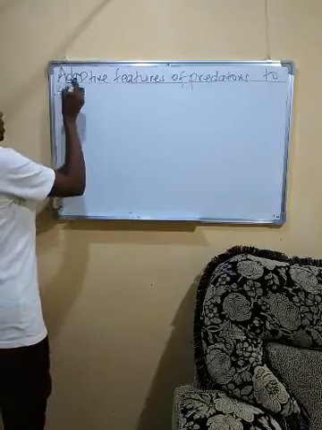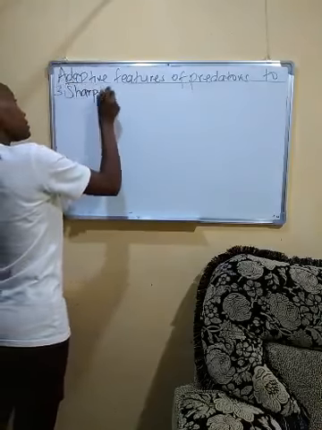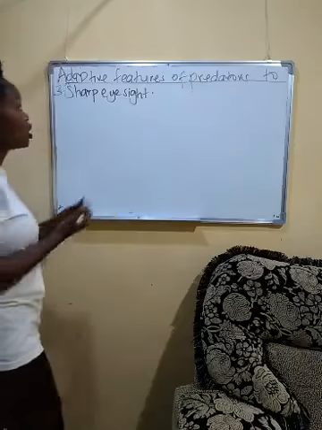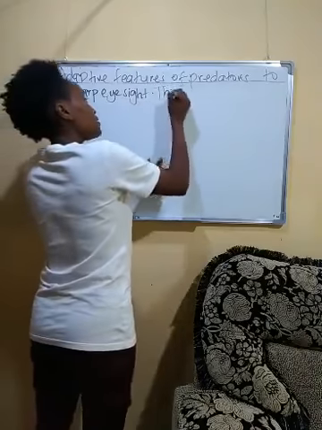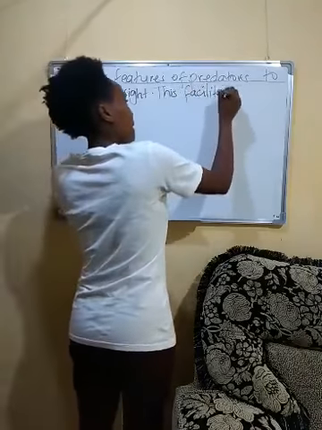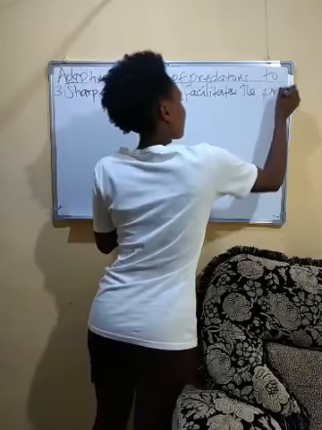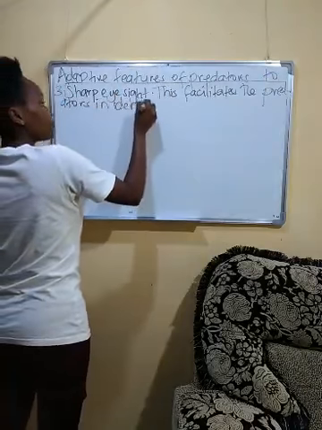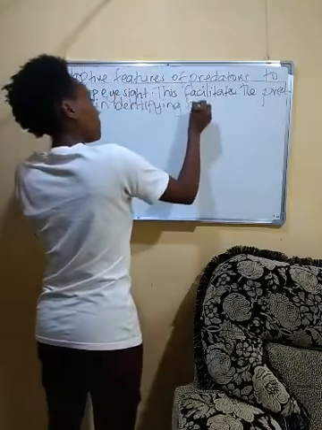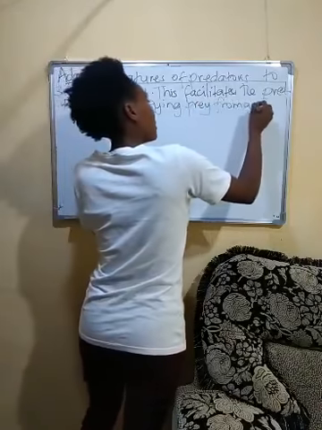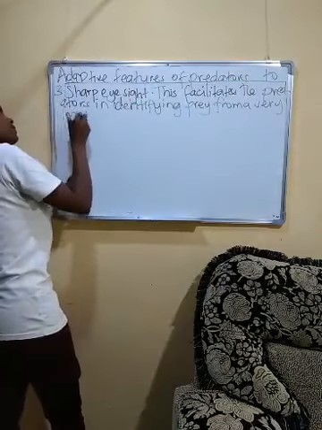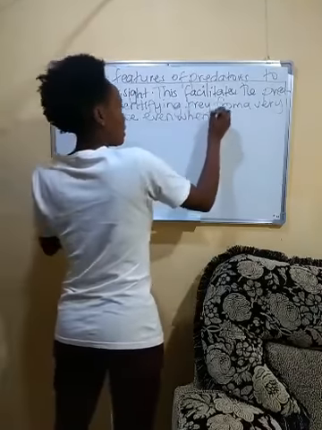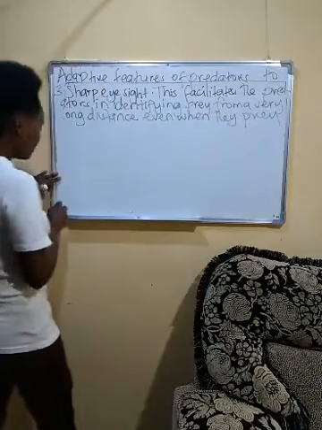We can have sharp eyesight. So how does sharp eyesight help the predators to catch their prey? So this facilitates the predators in identifying prey from a very long distance, even when the prey cannot see them.